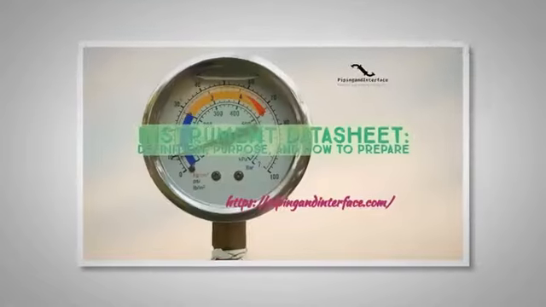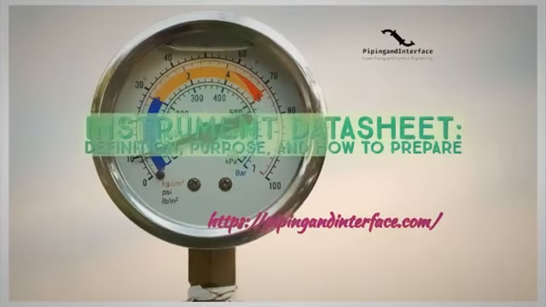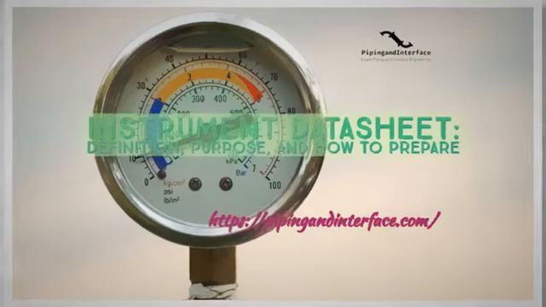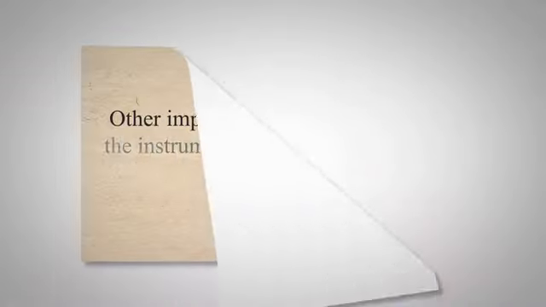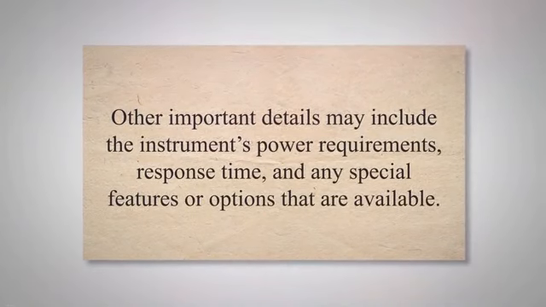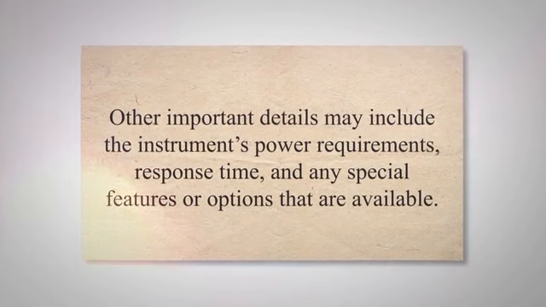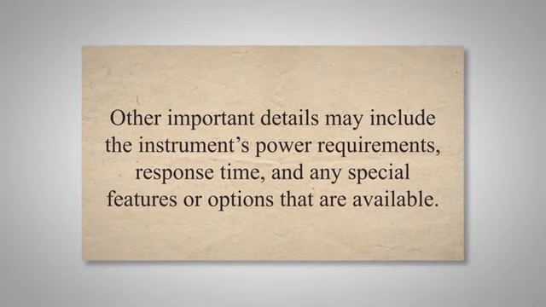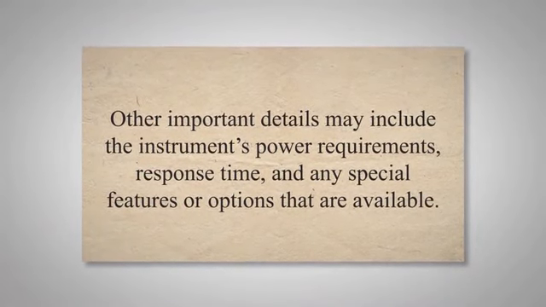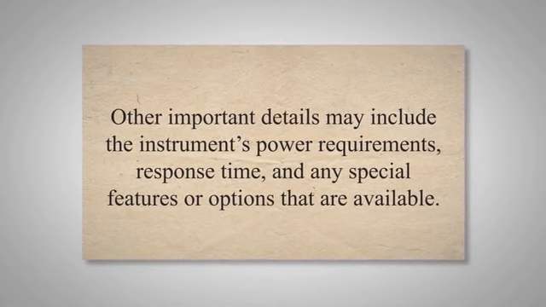An instrument datasheet is a document that provides detailed information about an instrument or device used in industrial processes. It typically includes information such as the manufacturer, model number, physical dimensions, operating parameters, and electrical specifications. The datasheet will often also contain information about the materials used in the construction of the instrument, its accuracy and precision, the types of signals it can measure or generate, and its range of operating temperatures and pressures.